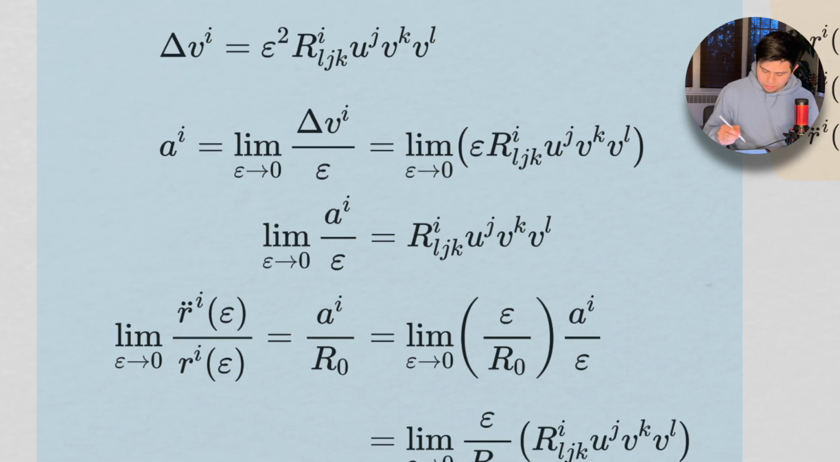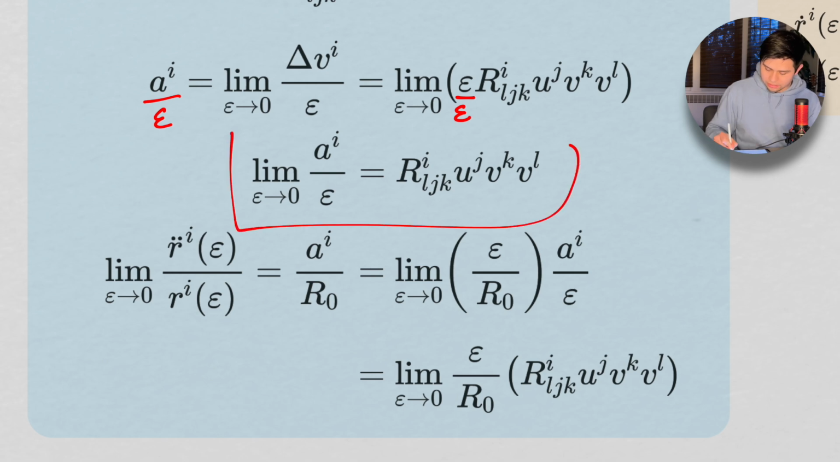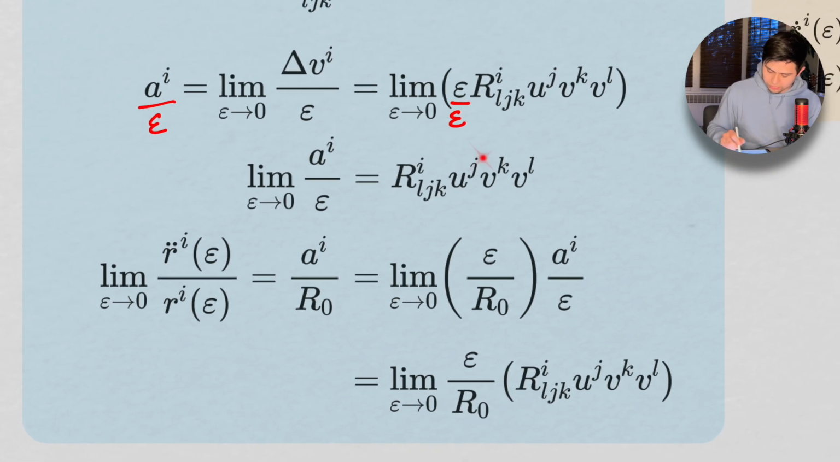So imagine now dividing both sides again by epsilon. We have to divide both sides by epsilon. That's how we get this right here. Okay, so this is all, again, just algebraic manipulations. And we get to this point right here.